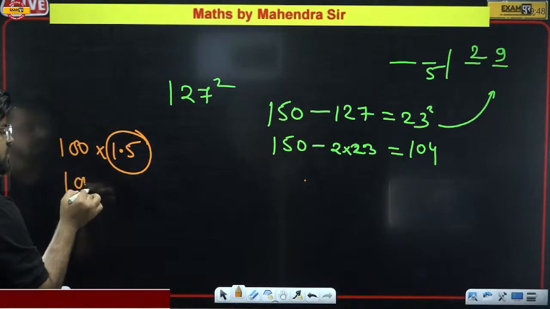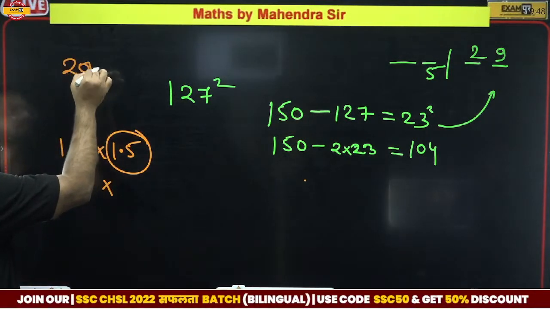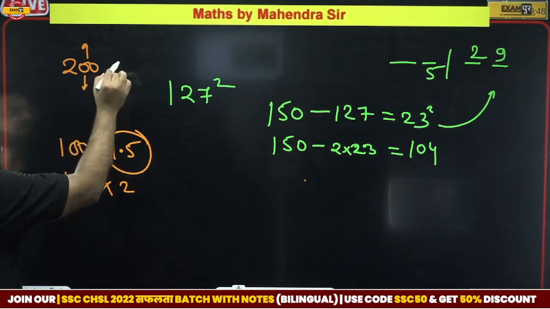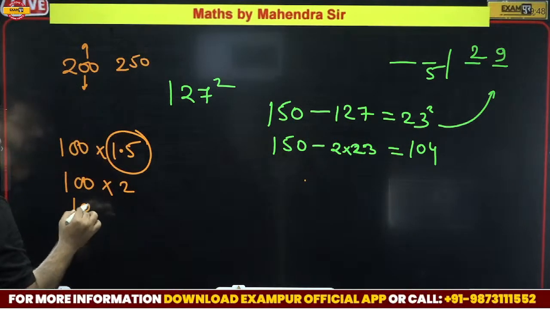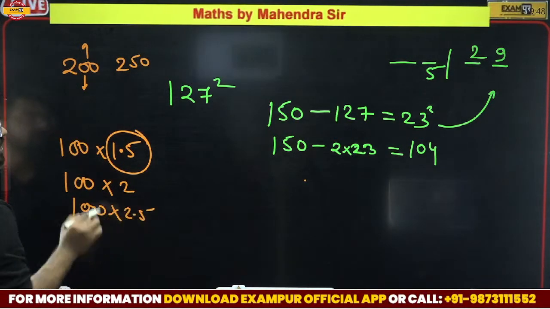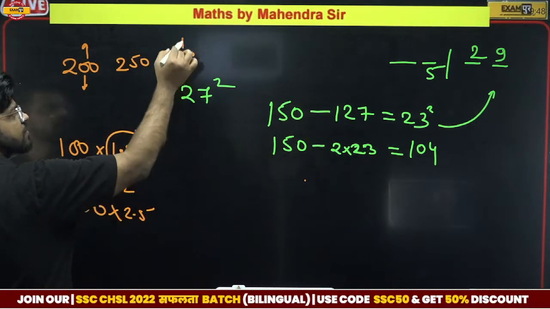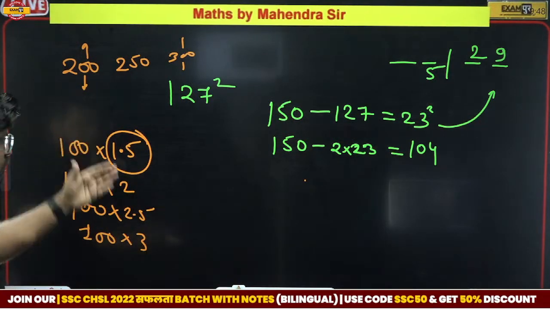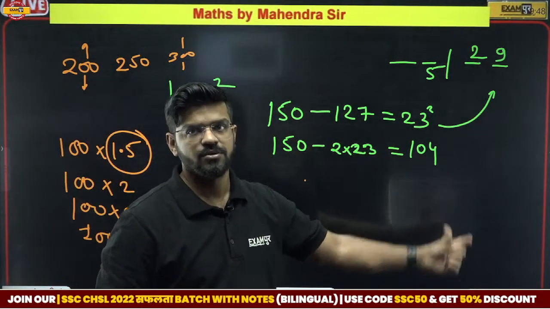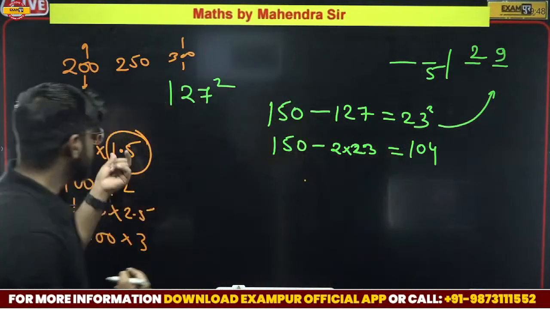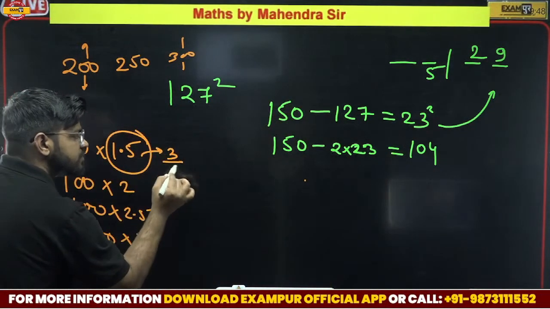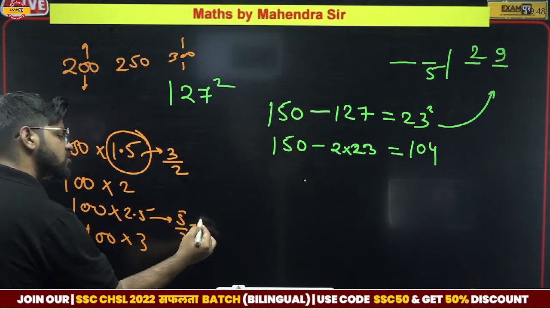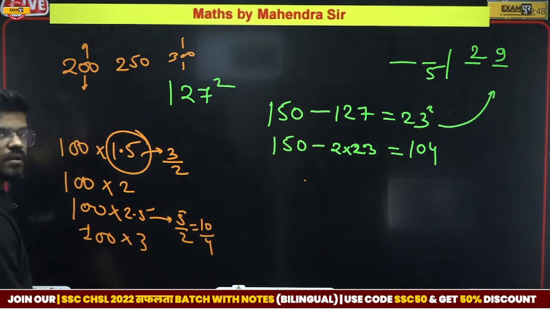If we are seeing from 200 plus or minus, we have a factor of 2. If we are going from 250, we have a factor of 2.5. Similarly, for 300 plus or minus 25, we have 3 as the factor. That we have to multiply after doing this. So here we have 1.5. 1.5 can be written as 3 by 2. 2.5 can be written as 5 by 2, and 5 by 2 can also be written as 10 by 4. Clear?